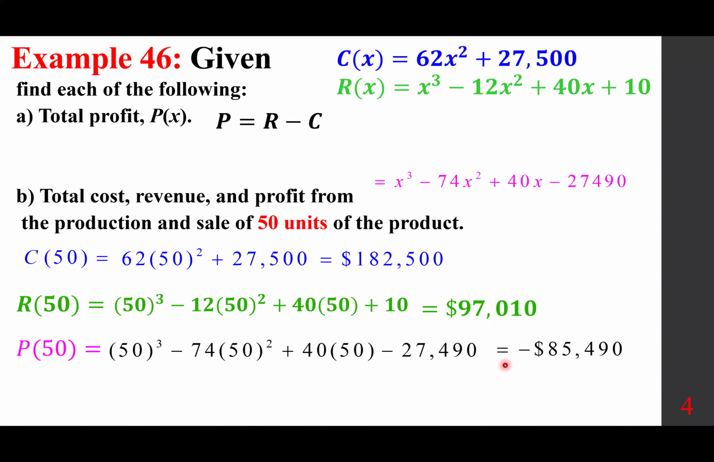However, you really don't have to do that. The fastest and easiest way would be just by definition, if P is R minus C, then P of 50 is R of 50 minus C of 50. R of 50, which is this number, minus C of 50. That's it. And you can try it. Of course, I just wanted to show you there are two ways.